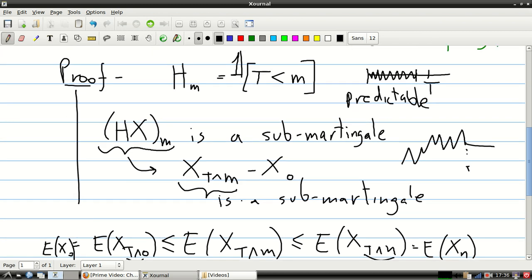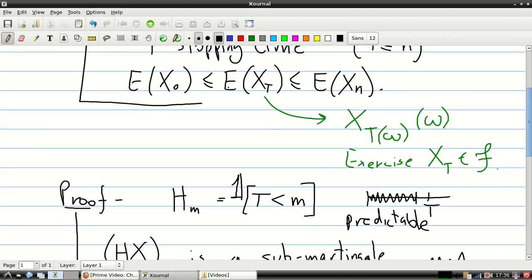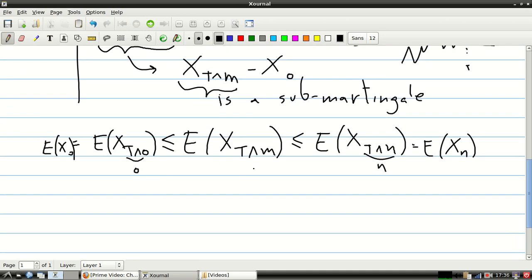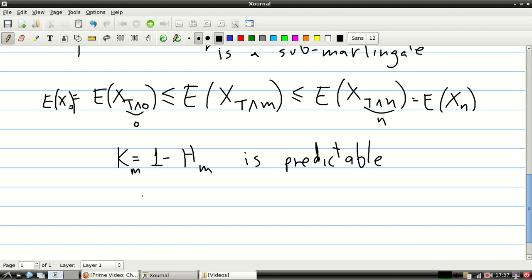Good. But this is not exactly what we want. What we want is to have the expectation of x_t inside. Okay, so let us define another predictable process, which is going to be the opposite of h. So k is going to be 1 minus h. So this is also predictable. Right? If h_m belongs to F_{m-1}, then k, being this algebraic formula, is also in F_{m-1}. So this process is also predictable, and we also know that kx is a submartingale.